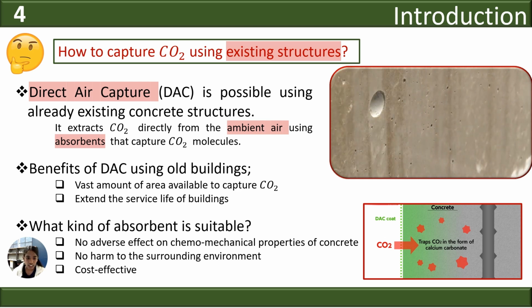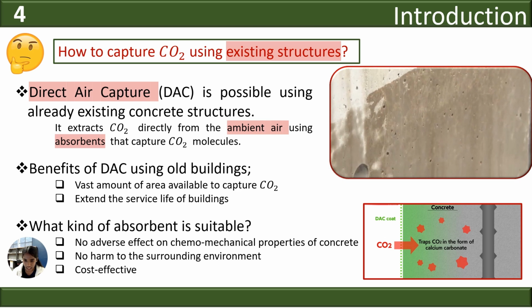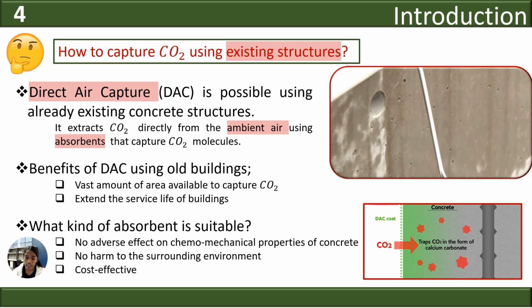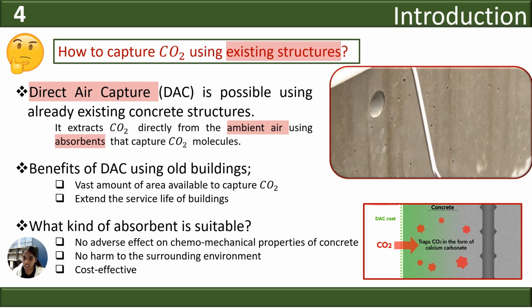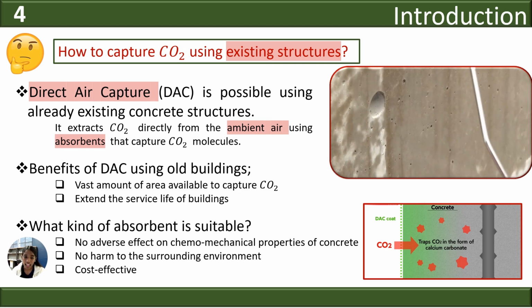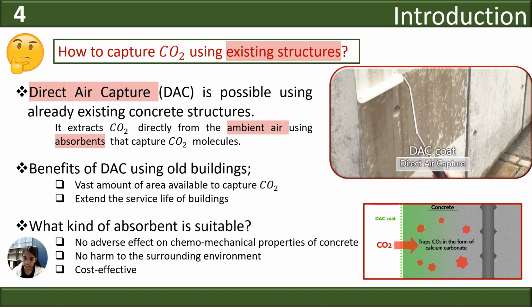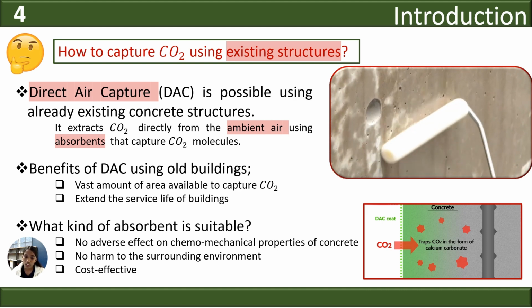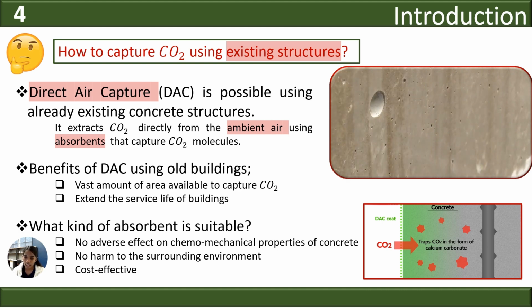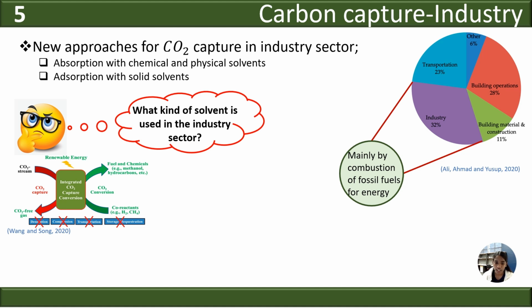This leads us to the new concept called direct air capture using some kind of coatings on the existing buildings. This would capture the carbon dioxide from the environment and then penetrate into the cement-based materials and form stable calcite. As we have enough surface area to apply the coating on the buildings, it would capture more carbon dioxide, similar to the trees. In the search of suitable solvents for the coating, the industry sector is mainly using some kind of solvents to capture the carbon dioxide.